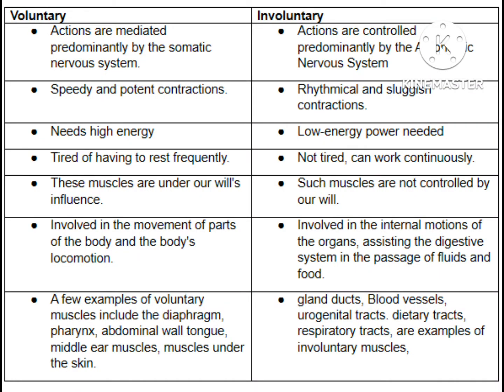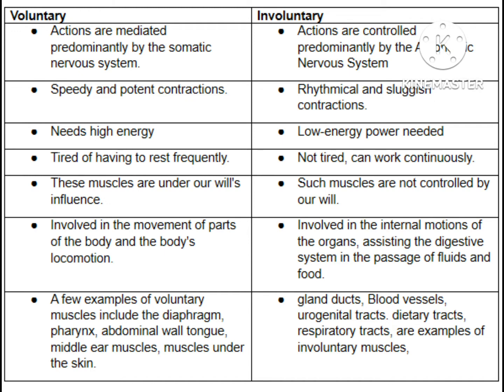Let us understand the difference between voluntary and involuntary actions. Voluntary actions are mediated predominantly by the somatic nervous system, and involuntary actions are controlled predominantly by the brain. Speedy and potent contractions can be seen in voluntary actions. Rhythmic and sluggish contractions can be seen in involuntary actions.